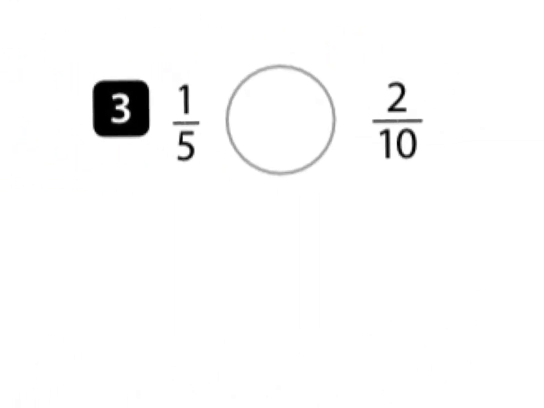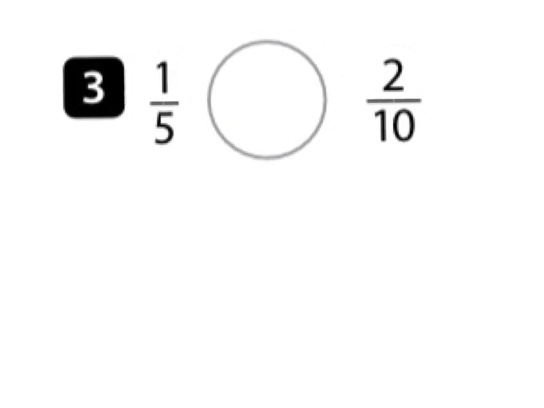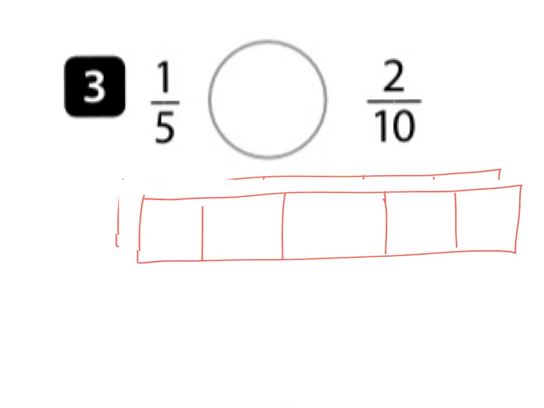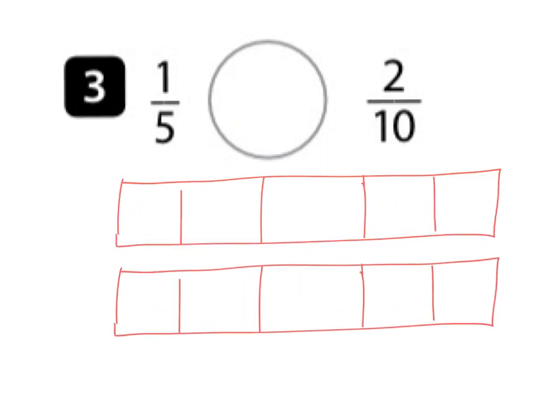All right, you have 1/5 and 2/10. On this one, I'm going to go ahead and draw a bar model. All right, and the first one I'm going to divide into fifths. 1, 2, 3, 4. So we have fifths right there. Now remember, if you're ever comparing one fraction to another, your bar models have to be exactly the same size, or you cannot compare them. So you can see both of these are the same size, and let's go ahead and fill in 1/5 for the first one.